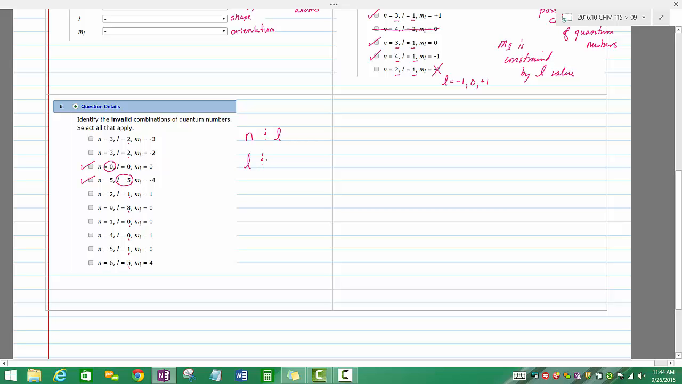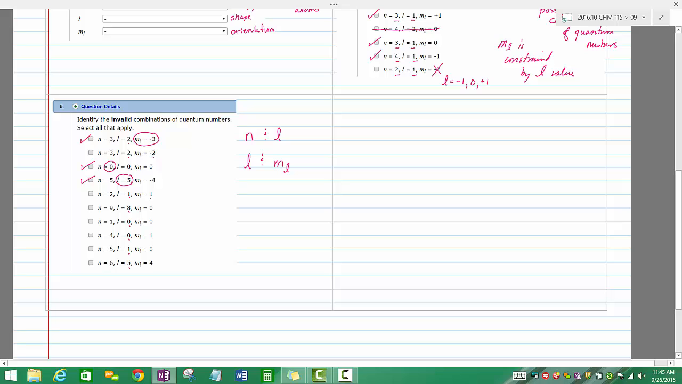The next comparison we're going to make is going to be between L and M sub L. When we take a look at these, we're looking for values of M sub L that don't fit, that are incompatible with the value of L specified. So just like in the previous problem, we're going to be looking for values of M sub L that don't make sense, given the value of L in the problem. And right off the bat, we see that M sub L cannot be -3 if L is 2. It can be -2, and we'll just work our way down.